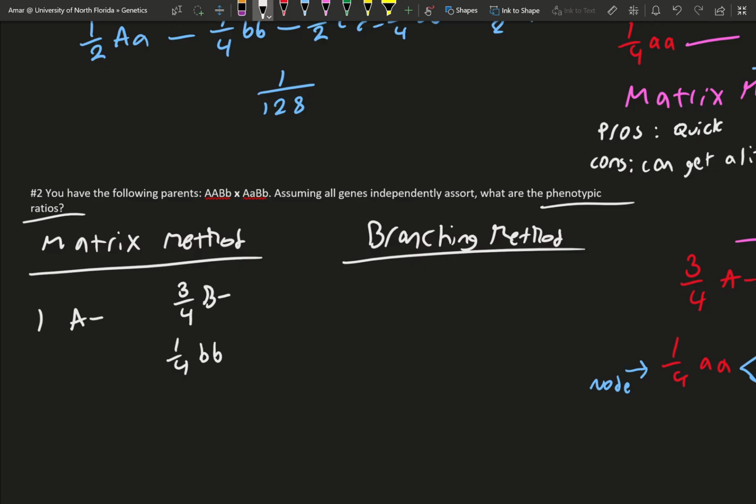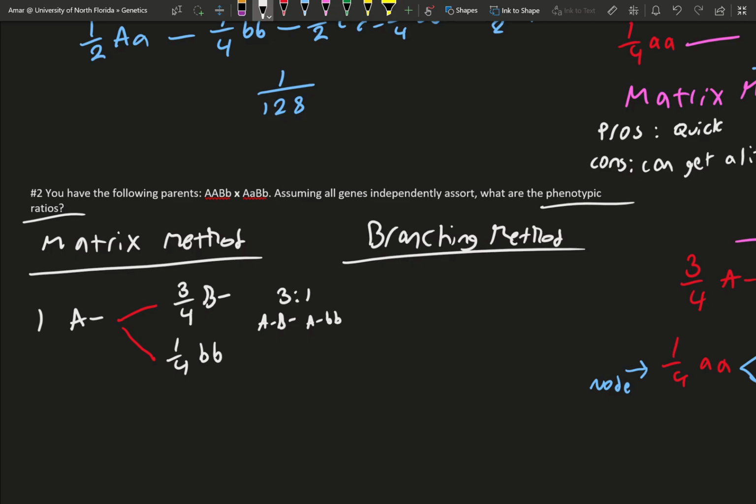So you would end up with a 3-to-1 ratio, which is essentially big A, big B, which is this one. And then you have one that is big A whatever with little b. And that'll be the 3-to-1 ratio.